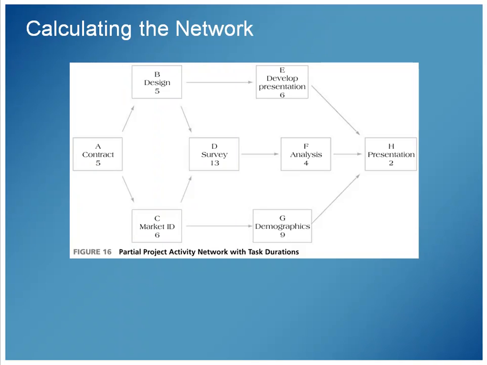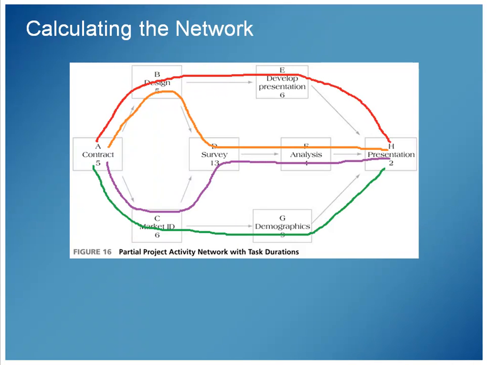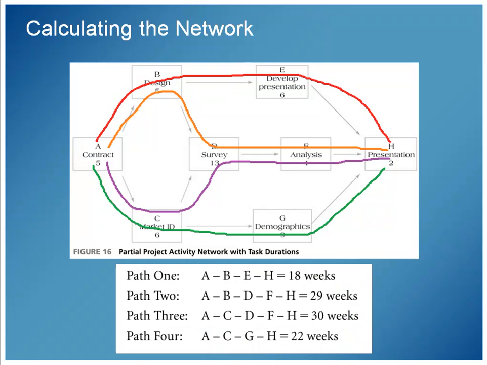We want to do some work on this network. We want to do some calculations on this network. And you can say, oh, simple calculation, I can just look at this, and I can see that there are 4 paths through this, right? The red path, the orange path, the purple path, and the green path. I can see 4 ways of getting from A to H. And I can even add those values up, right? The red adds up to 18, and the green adds up to 29, and the purple adds up to 30 and 22. Great, so I'm done.